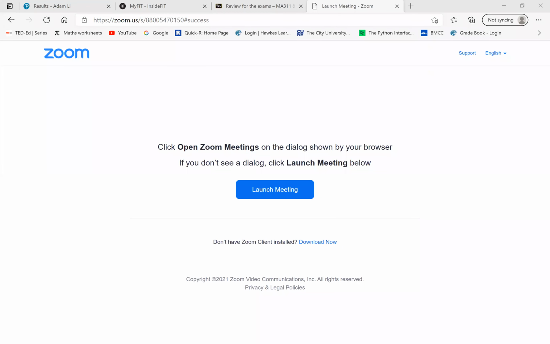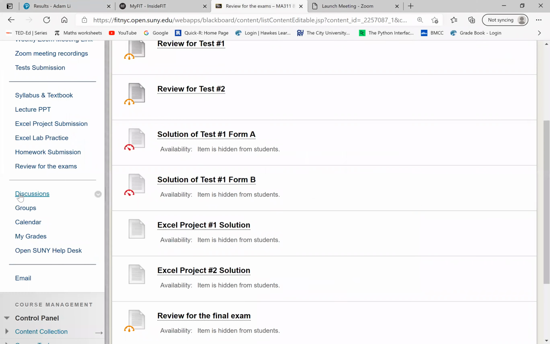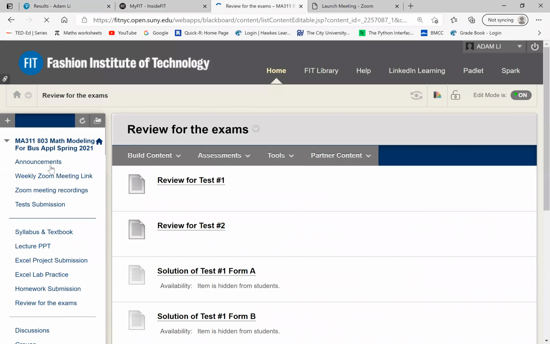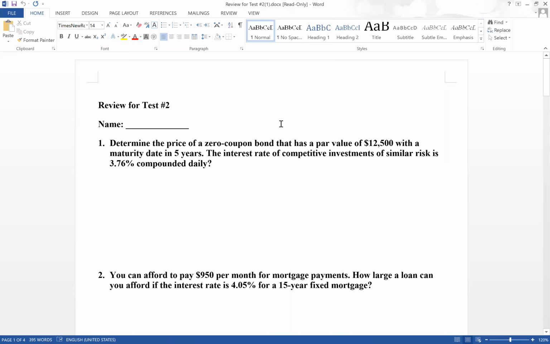All right, so the review sheet has been posted, right? So if you go to the Blackboard, under the review for the exams, you'll be able to see the review for test number 2. And then you can open the file, it's a Word file. Okay. And let's go into the review questions first.